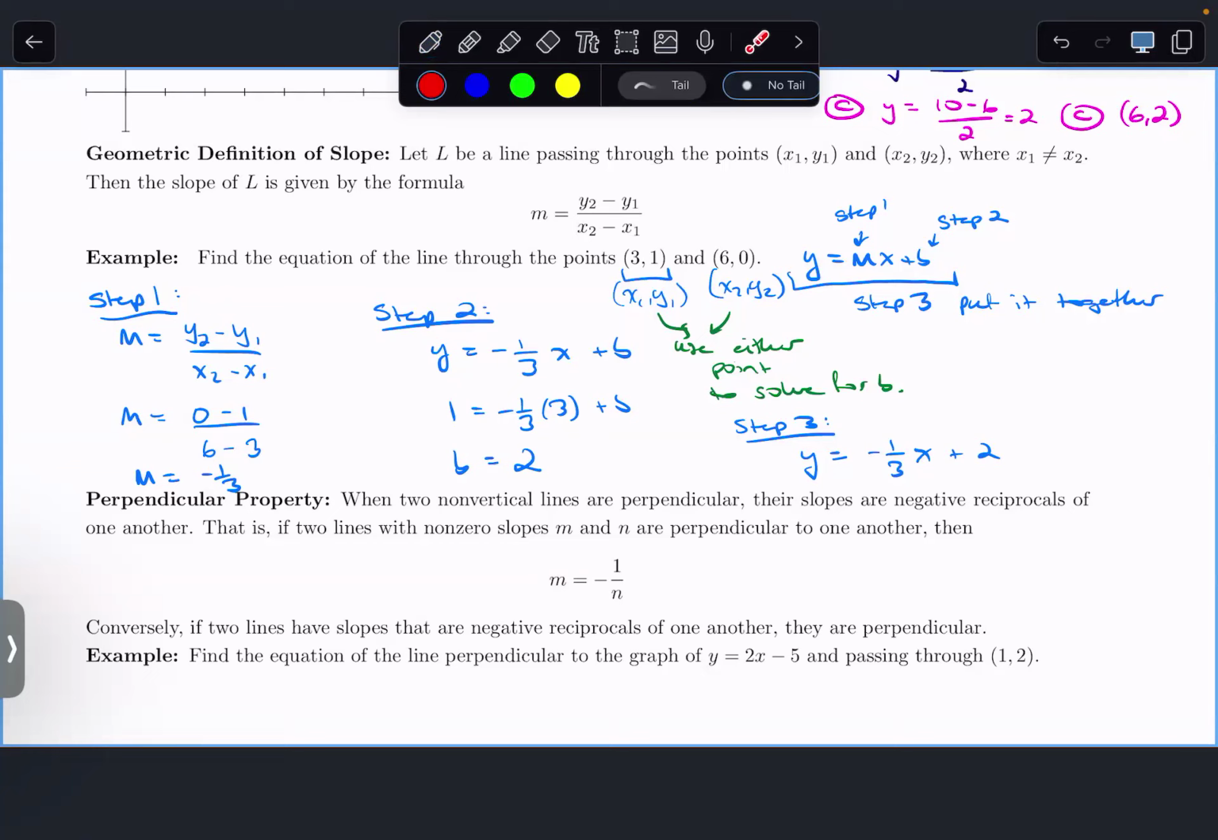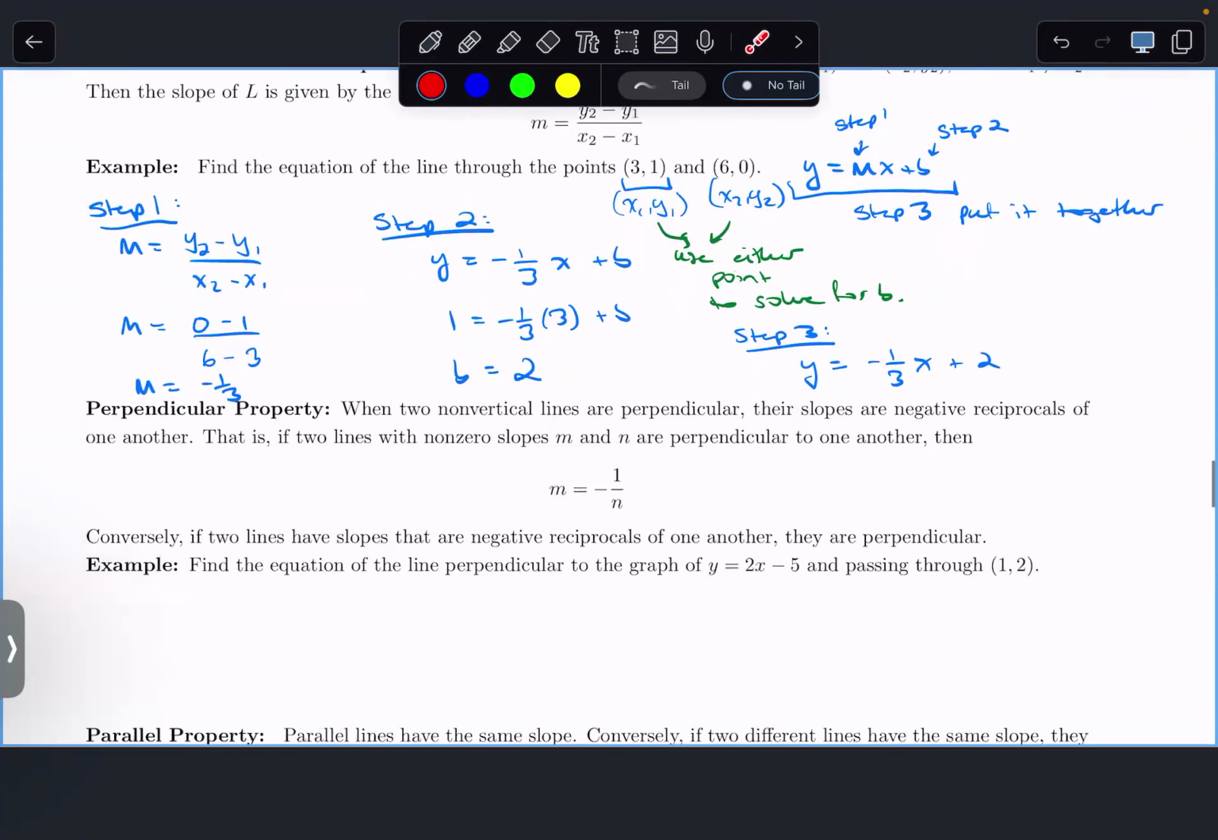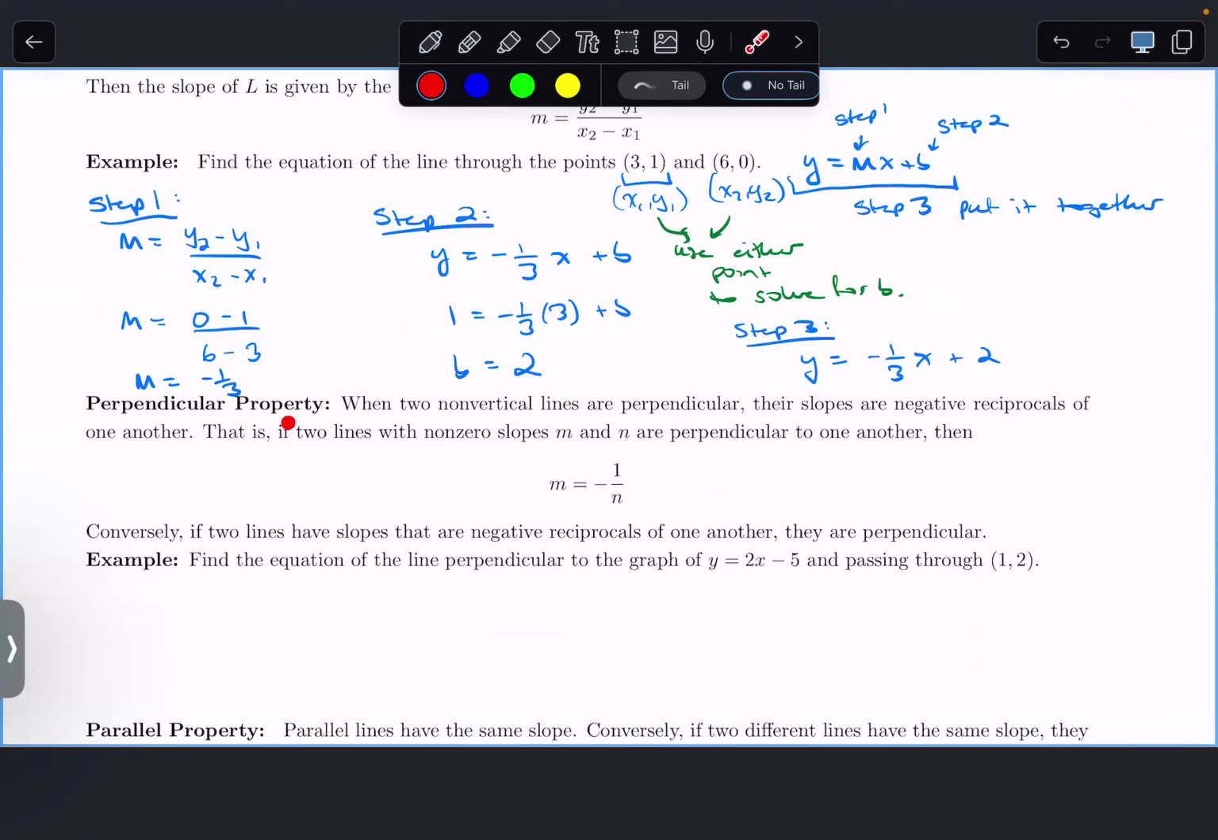What does it mean? So perpendicular lines we're familiar with, probably, right? They intersect at 90 degrees like this. So that's a fact. And so the perpendicular property in terms of the slopes, what it means is when 2 non-vertical lines, so they can't be like this, are perpendicular, their slopes are negative reciprocals of one another. So if 2 lines with non-zero slopes m and n, let's say, are perpendicular to one another, then m must be the negative reciprocal of n, so negative 1 over n.